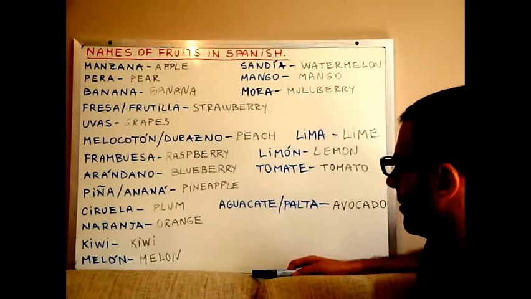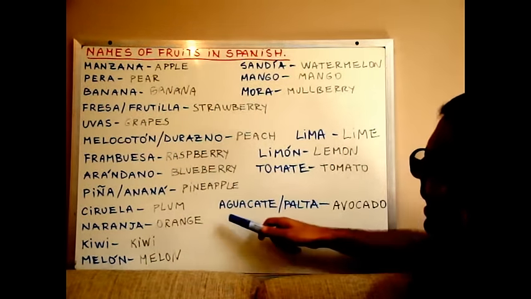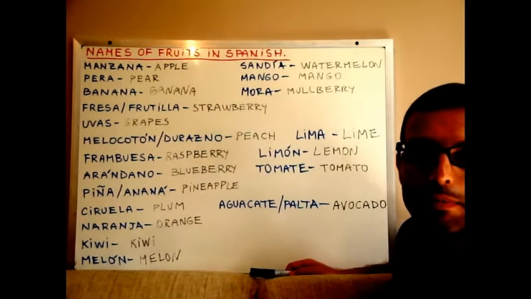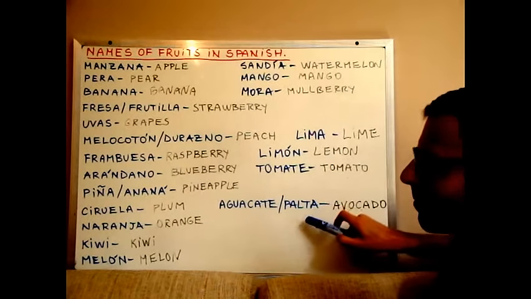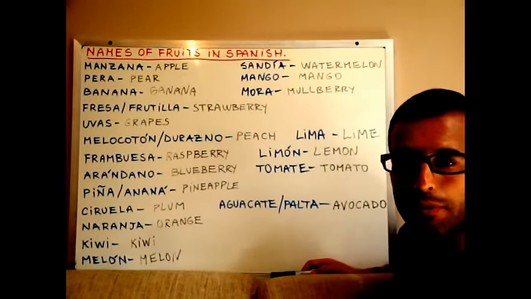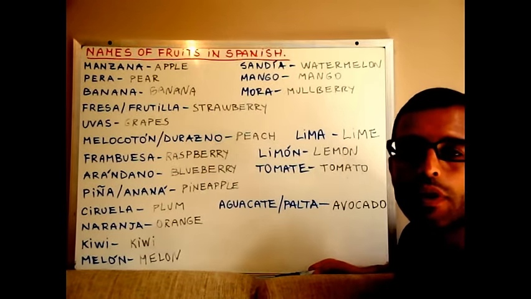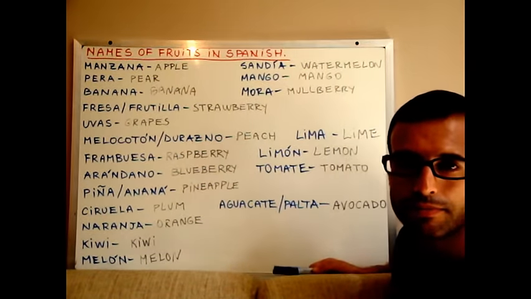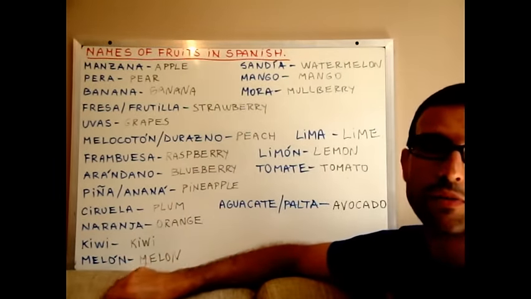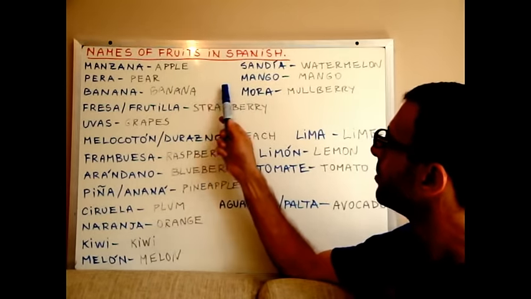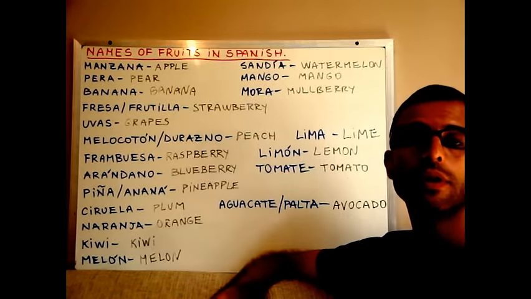Tomate, tomato. And for avocado, we have again two words. Aguacate, used in Spain and some other few countries in Latin America, and palta, used in some other Latin American countries. So, aguacate and palta. These are the two words for avocado. So this is the end of our lesson with this new vocabulary related to the fruits. So later I will show you some vegetables and some other foods.